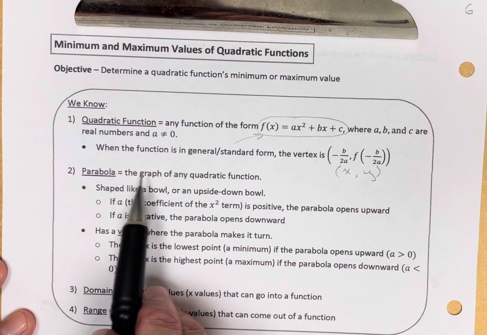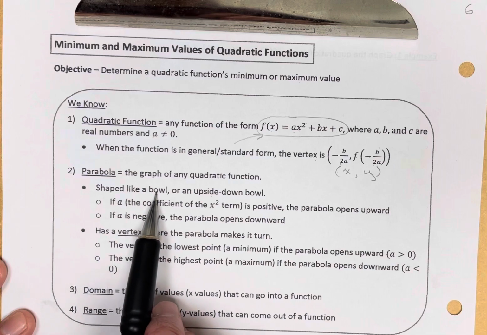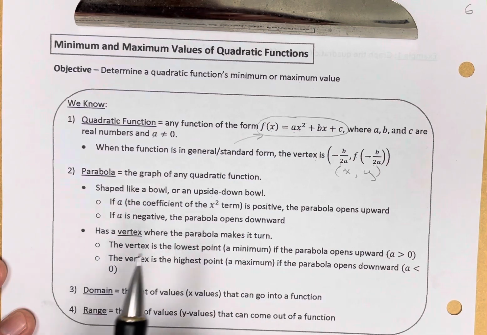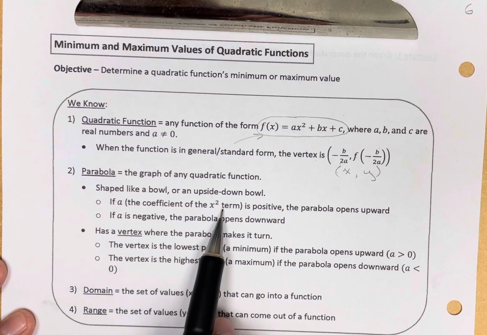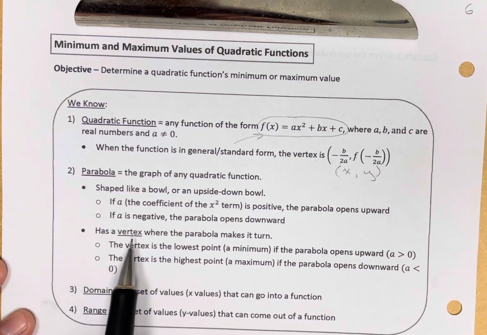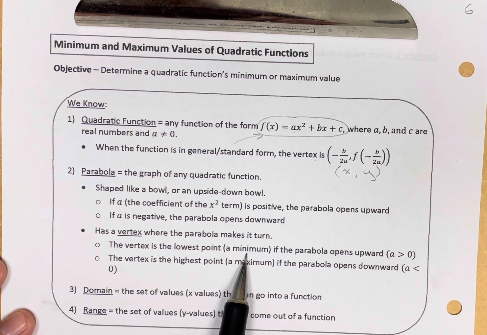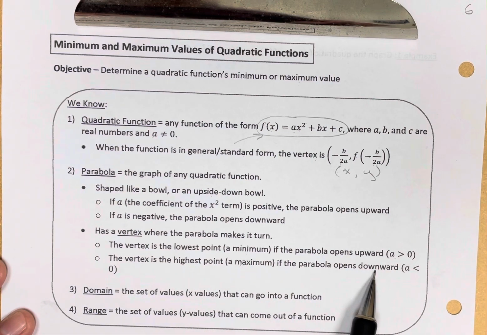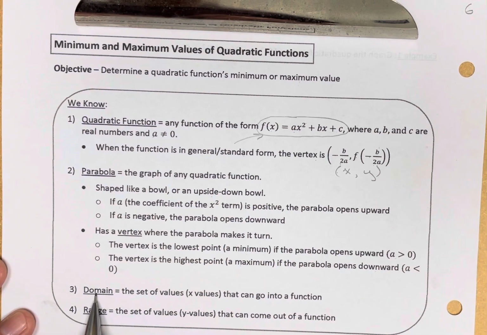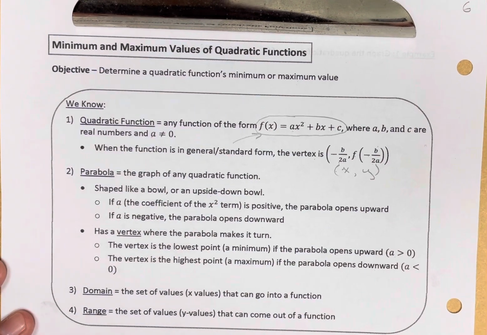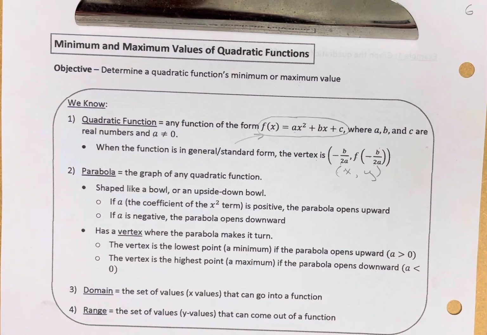We know what a parabola is, the graph of any quadratic. It is shaped like a bowl, opening up or opening down, depending upon the coefficient of the x squared term, the a. We know that it has a vertex where it makes the turn. The vertex is a minimum if the parabola opens up. The vertex is a maximum if the parabola opens down. And we know that the domain is the set of values, the x values, that can go into a function, and the range is the set of values, the y values, that come out of a function. We're going to make use of all of that in this video.